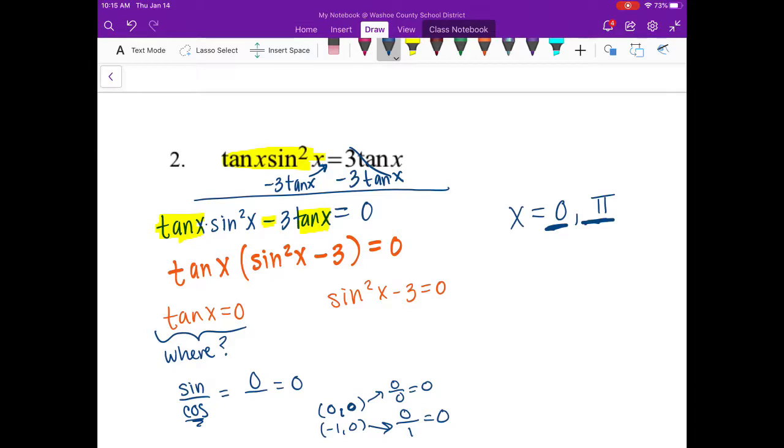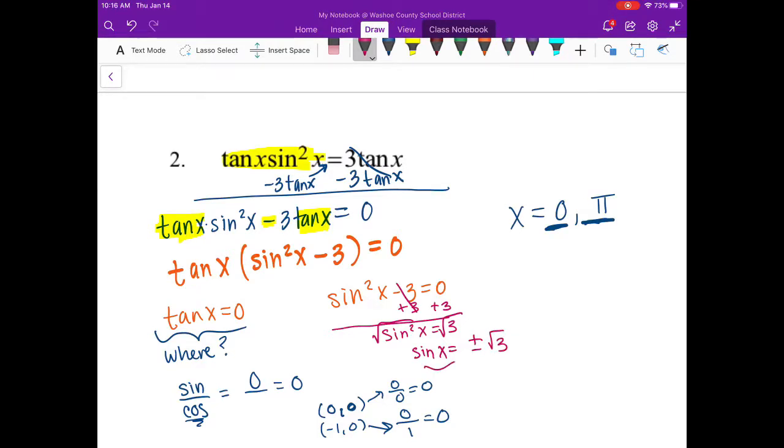You remember, we don't need to add the 2 pi n because it's only asking us for the solution within one rotation of the unit circle. When I go on to my sine squared plus 3, I have to first add the 3 over to the other side. So I get sine squared of x equals 3. Then I have a squared term, so I know I can take the square root. That gives me sine of x equals plus or minus square root of 3.